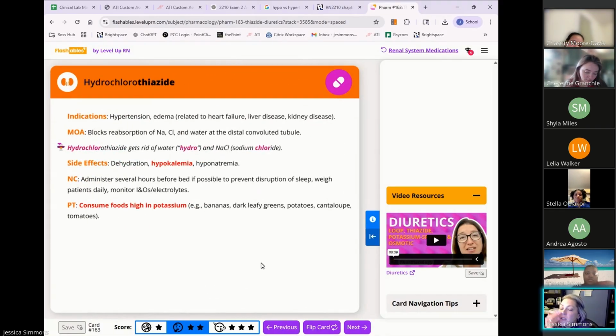Thiazides. This is for mainly hypertension. It can be used for edema and heart failure, but most of the time it's used for hypertension, hydrochlorothiazide. Your side effects are going to include dehydration, hypokalemia and hyponatremia. Also, you want to make sure you monitor for hypotension. Anything that's going to lower your blood pressure, you need to watch for hypotension, okay? And you want to make sure you're getting in potassium.